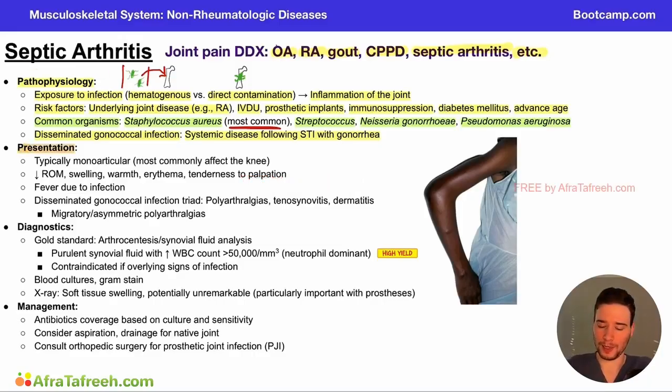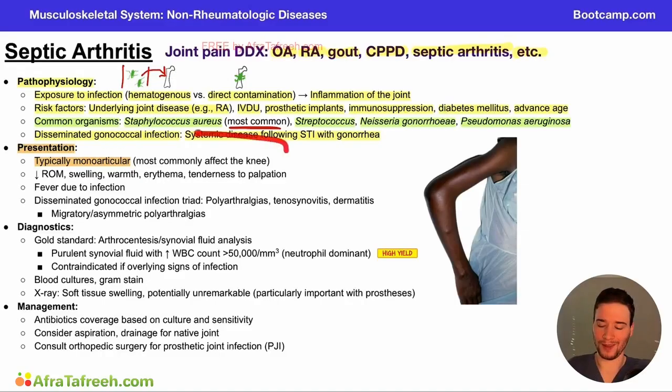Now, when we talk about the presentation here, keep in mind that this is typically a monoarticular problem. And this is important, right? Because we want to compare and contrast. Again, when we're going through our differential, we need to say which ones are monoarticular, which ones are inflammatory, what are the arthrocentesis findings, what are any special labs we might see. Remember, we talked about OA is also a very common monoarticular disease. However, in contrast, RA is often a polyarticular disease where multiple joints are affected at once. This is a contrast from our septic arthritis.